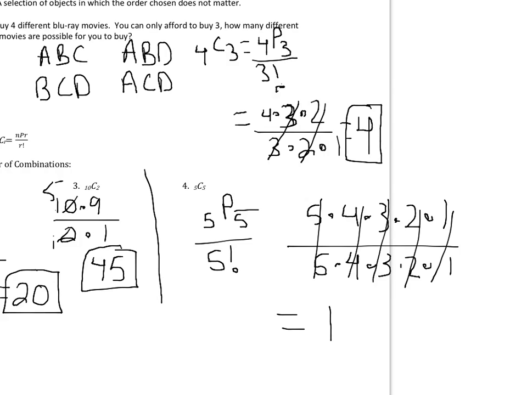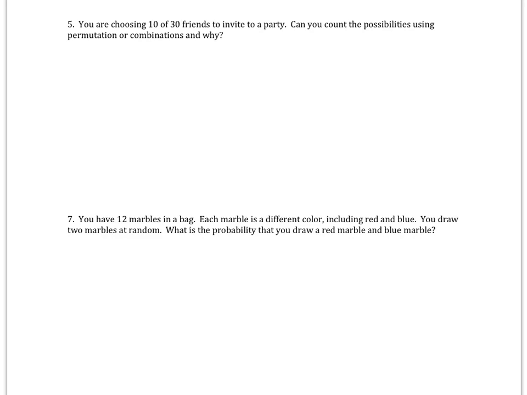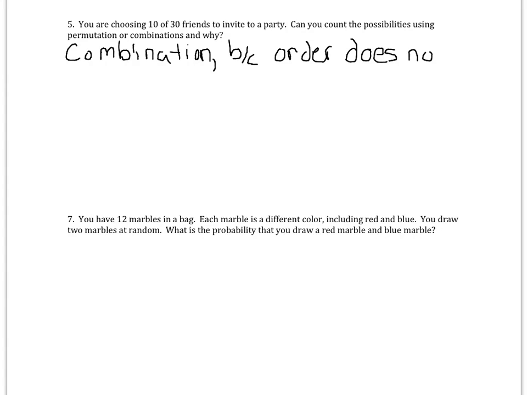Okay? So let's take a look at some other examples. You are choosing 10 of 30 friends to invite to the party. Can you count the possibilities using permutations or combinations, and why? So would that be a permutation or a combination? Does the order in which you select a friend matter? No. So you would say combination, because order does not matter.